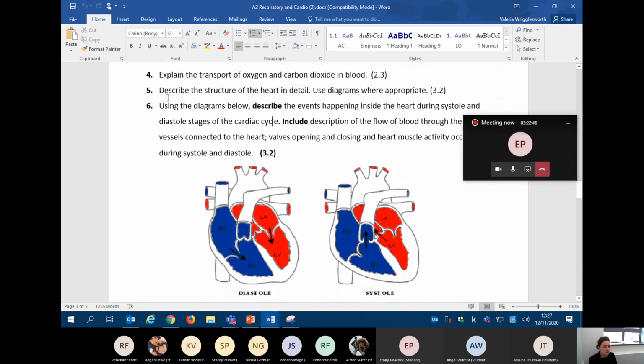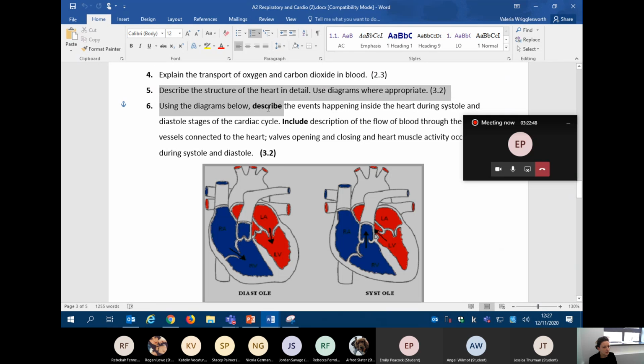Next week we are starting structure of the heart. My issue is that the way I teach structure of the heart is I write on the whiteboard, because I have a specific way of teaching this topic. What I've done is record a video lecture similar to what I did for the respiratory system, and I've uploaded it onto the VLE.